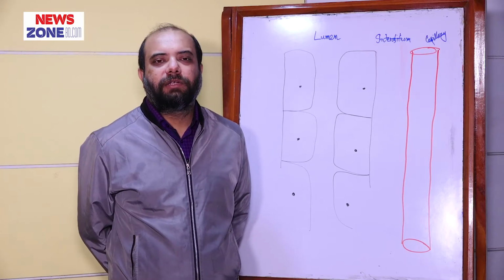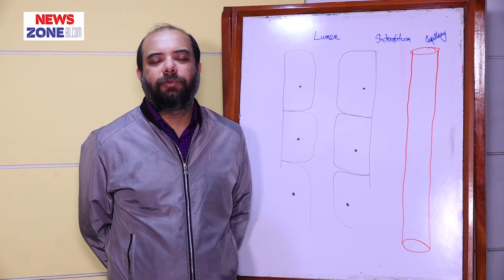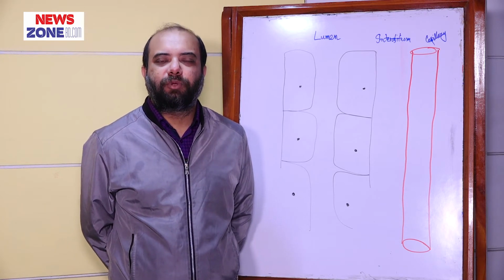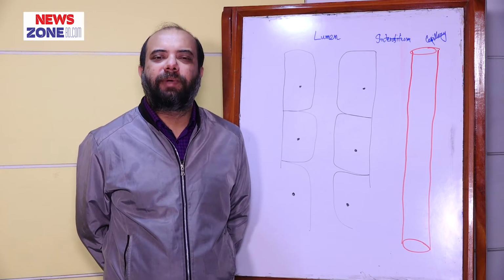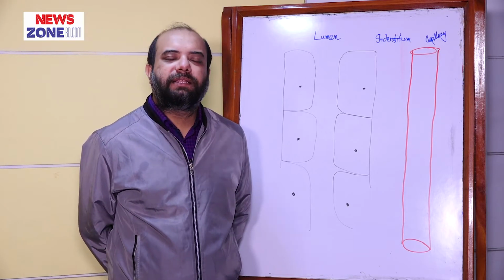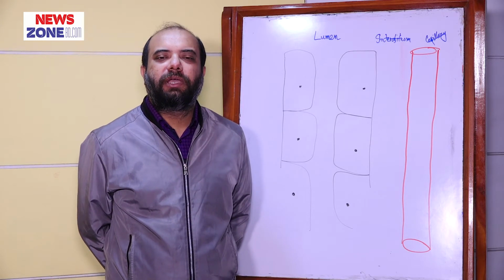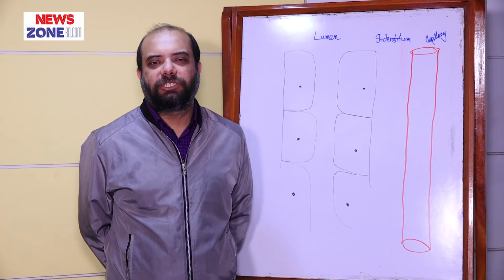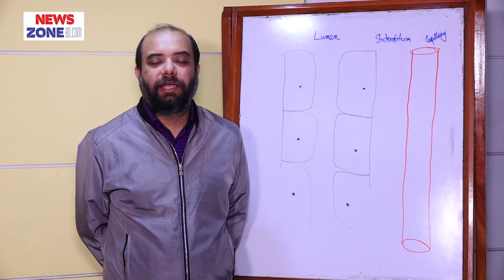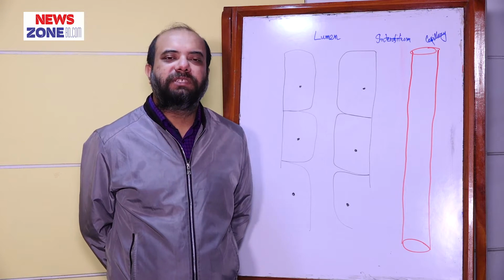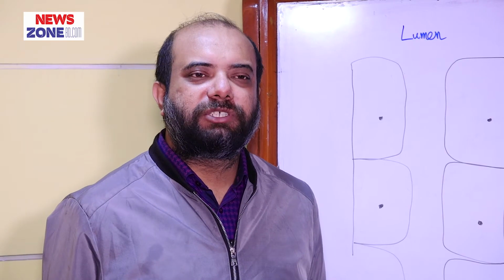From the tubular lumen into the tubular epithelial cells, there are three processes of sodium transport. The first one is sodium hydrogen counter transport, or you can call it sodium hydrogen exchange, and then the sodium glucose co-transport, and then the sodium amino acid co-transport. In our previous class, we discussed the sodium hydrogen exchange. Today I will discuss the sodium glucose co-transport and the sodium amino acid co-transport.